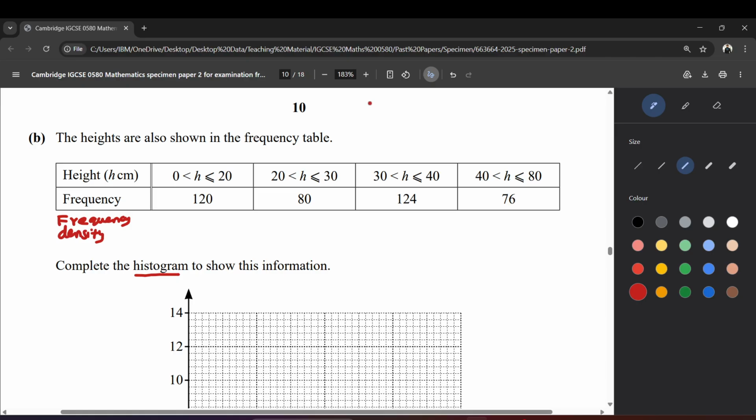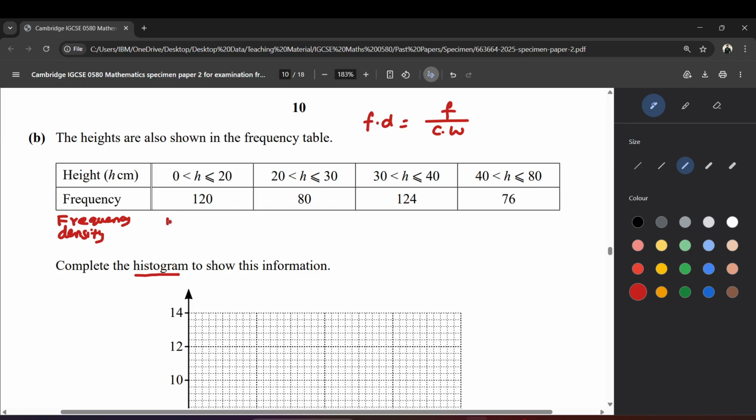The formula for frequency density is frequency over class width. If you're confused about this formula, because sometimes students put it upside down and write class width divided by frequency, remember that in the word frequency density, frequency comes first. So in the formula also frequency comes first. Just remember that and you'll be done with it.